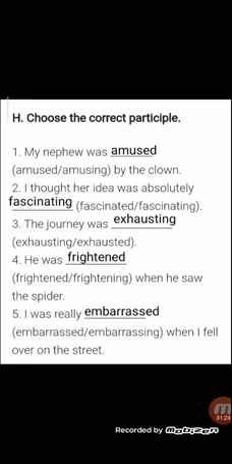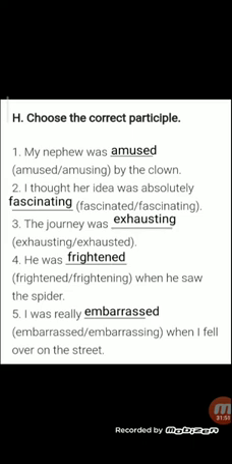Choose the correct participle. Again, इसमें से choose करके blank पे रखना है. My nephew was amused by the cloud. Amusing नहीं आएगा. I thought the idea was absolutely fascinating. कैसी थी? Describe idea को fascinating. The journey was exhausting. Exhausted? No. So this is the way you write, children.